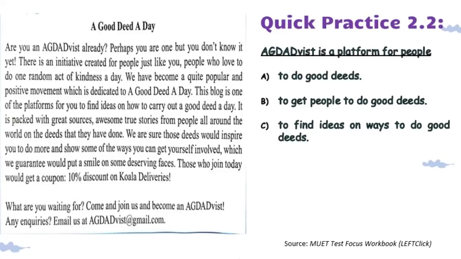Just by looking at the question, we are able to identify several important keywords that may help us understand what the text is about. So we have the term activist. It is a platform. And this question requires us to find out what this platform is used for. And we see that in every option, the phrase good deeds is repeated. Therefore, we can safely say that this text is definitely about doing good deeds.